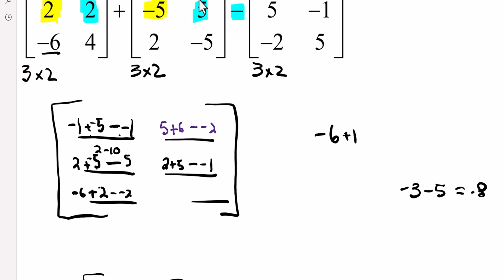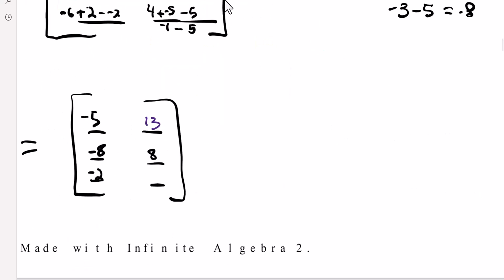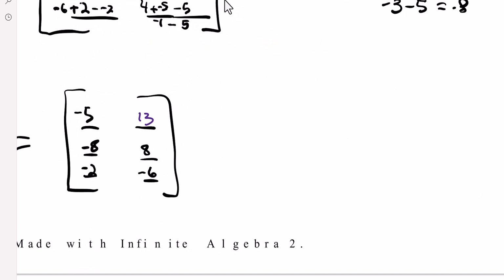And then finally, and I should have done this since I was doing that. All right, 4 plus -5. Well, that's going to be -1. Subtract, oops, that should have been blue. Subtract 5. Well, that's going to be -6. That's your answer.